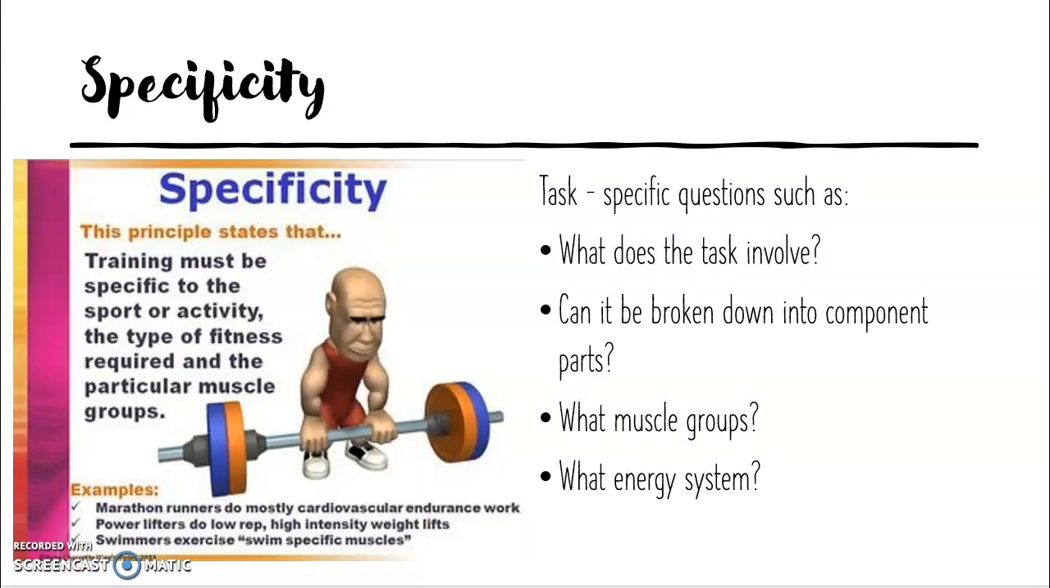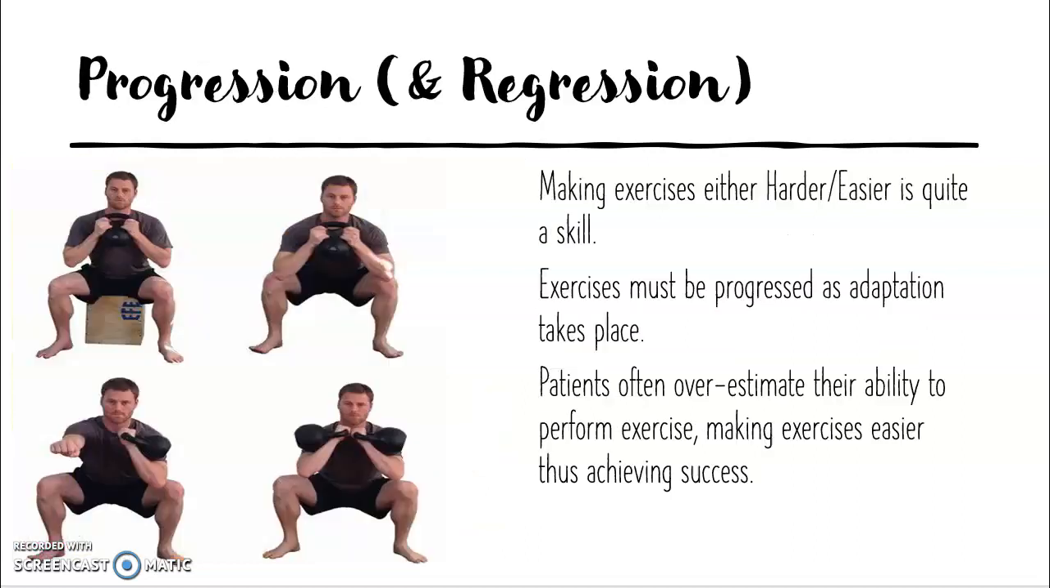Then specificity. We've got to be thinking about, what does the task involve? We've got to break that task down into its component parts, maybe our various functional movements. What muscle groups are we using? What energy system are we using? Is there a transfer from something the patient does previously? Okay, for example, a squat is a sit to stand, as a quick example of specificity of movement patterns.